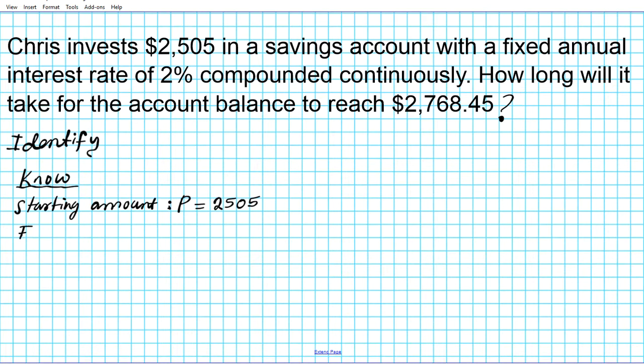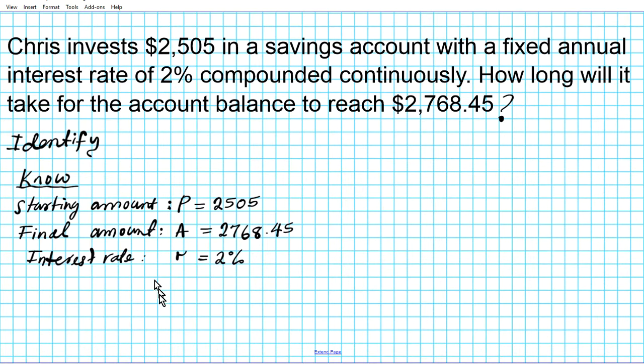So the final amount, we're going to represent it with the variable a, is also known as the balance. A is $2,768.45. Now, what's the interest rate in this situation? The interest rate, we can represent that with the variable r, and r is 2%.